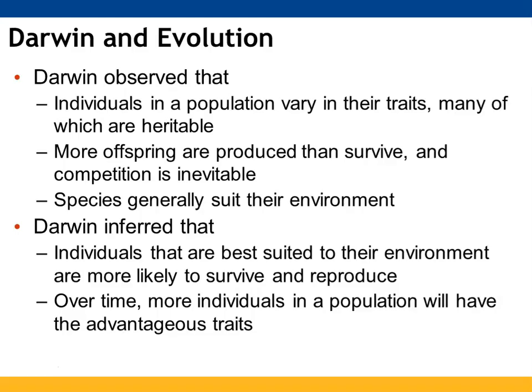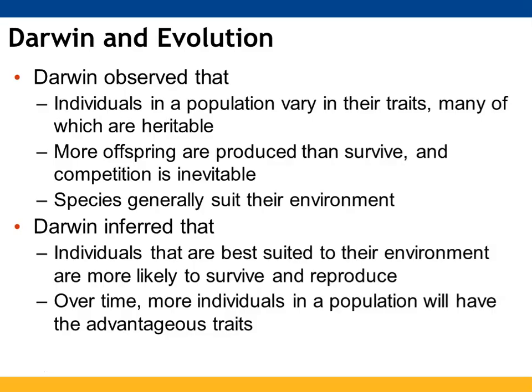Some observations that Darwin was able to make: within a population, we aren't all identical, no matter what population of organisms you're talking about. Many of the traits we vary in are heritable, transmitted from parents to offspring. Survival of the fittest, unfortunately, is at work. More offspring are produced than often survive, so competition plays a role for resources in order to survive and reproduce. The species that are present are typically going to be ones that suit the environment in which they have been placed.